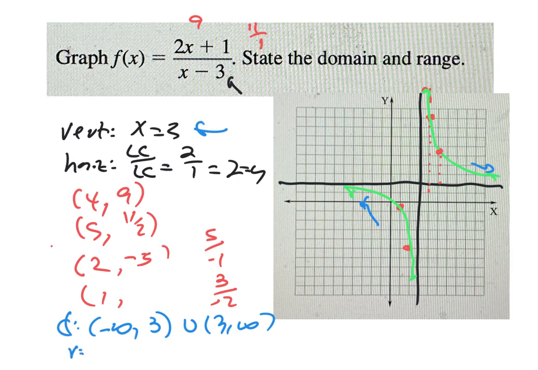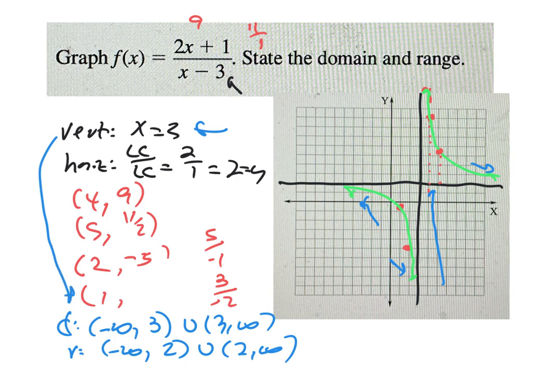Your range, remember, how far up and down is it going? Well, it's going down forever. So I'm going negative infinity. It's coming up, up, up, up, but then it jumps over the horizontal asymptote. Where's the horizontal asymptote? 2. And then it goes forever again. So your domain is going to be connected to your vertical asymptote. Your range is going to be connected to your horizontal asymptote.